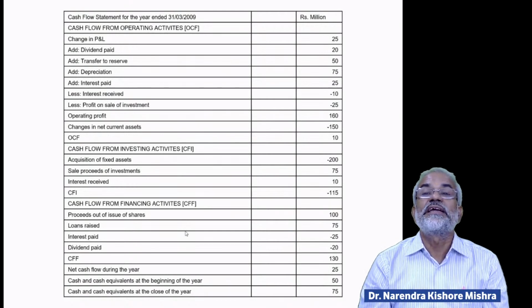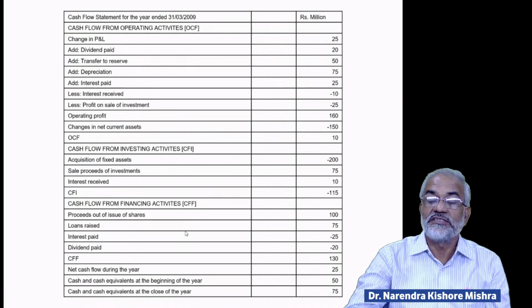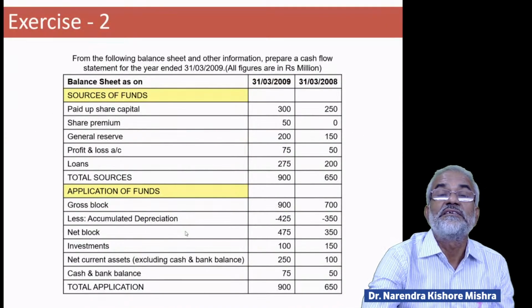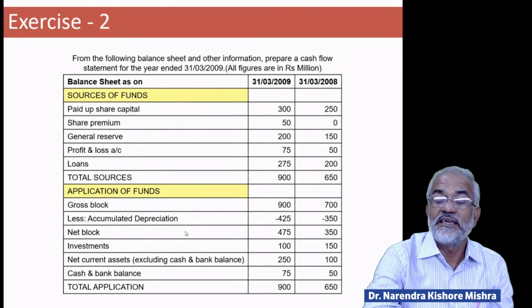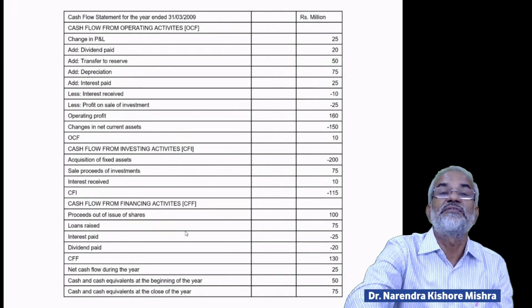Cash flow from operating activities. First one is the change in profit and loss account, that is 25,000. You look to the profit and loss account. It was 50 millions at the beginning and 75 millions at the end, which means there is an increase in the profitability by 25 million. That's why it is taken as 25 here.